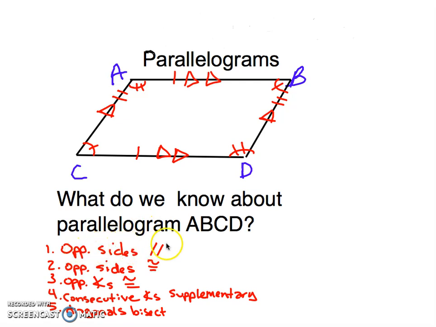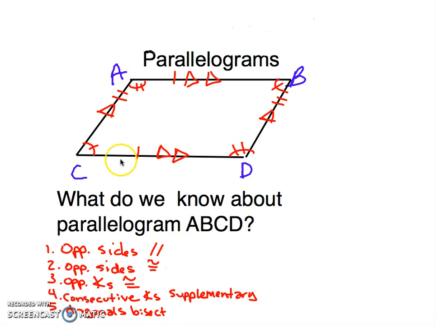We know that the opposite sides are parallel, which you can see here. We know that the opposite sides are congruent, and here's our congruency marks here. We know that the opposite angles are congruent, so I showed that. Those angles would be congruent, and these angles would be congruent. Consecutive angles would be supplementary, so these two would add up to equal 180, or these two.